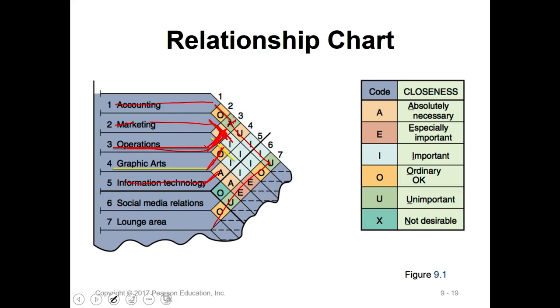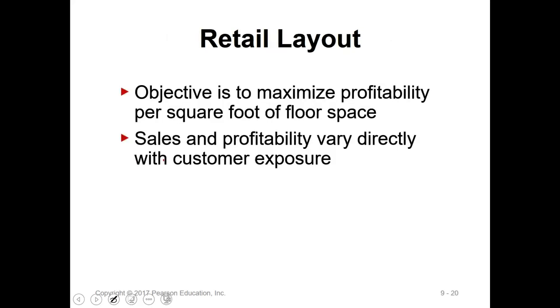So E, it is especially important. They have the E. This is operations and the lunch area. So that gives some ideas. This relationship chart can be used to plan your office layout, retail layout.